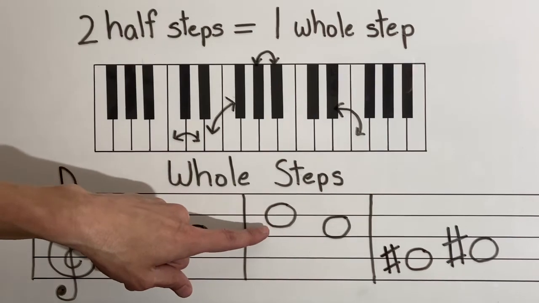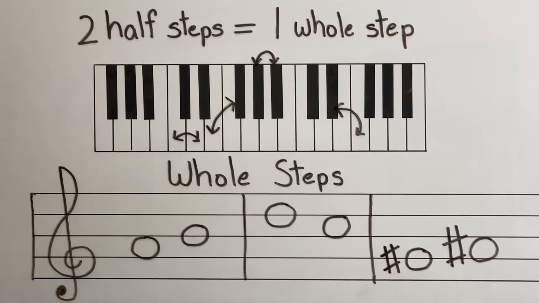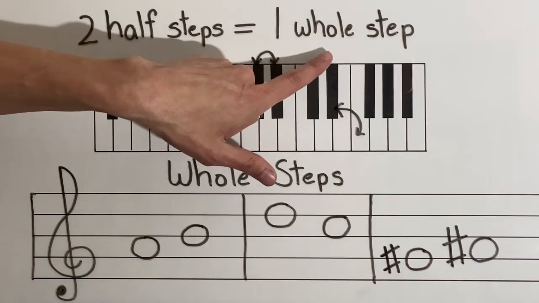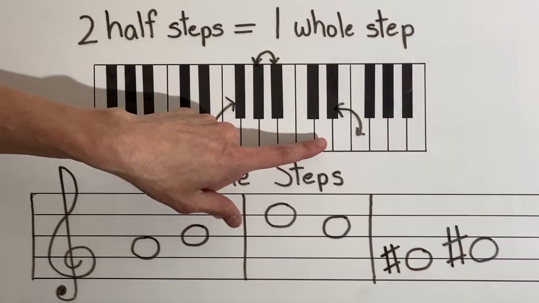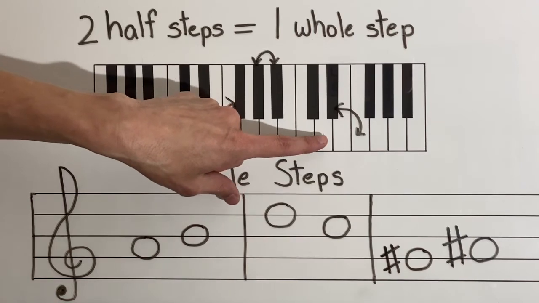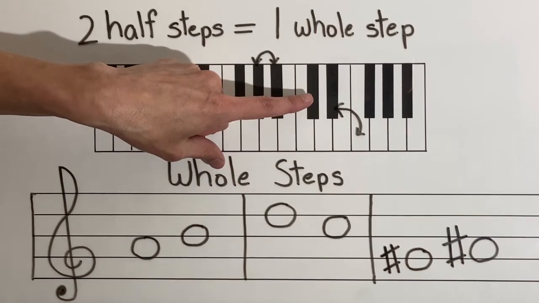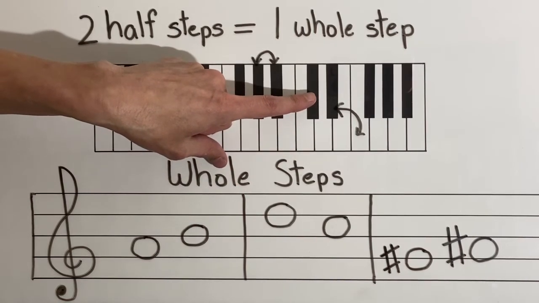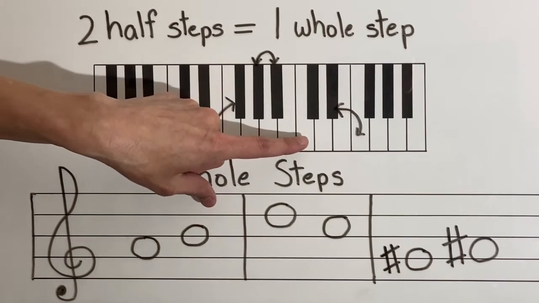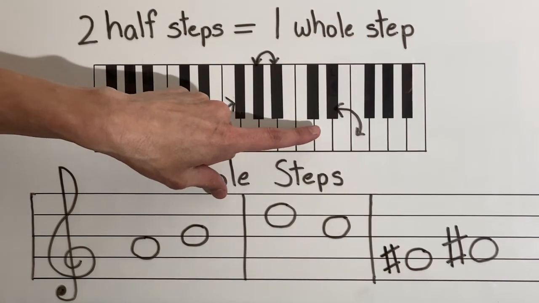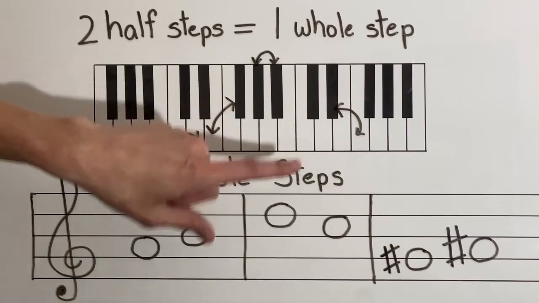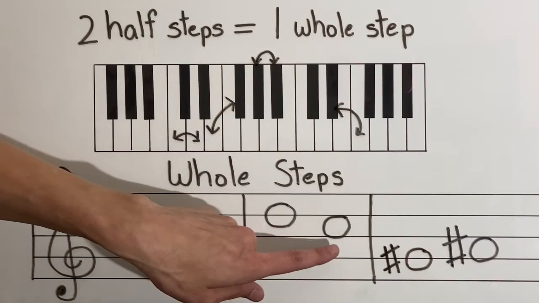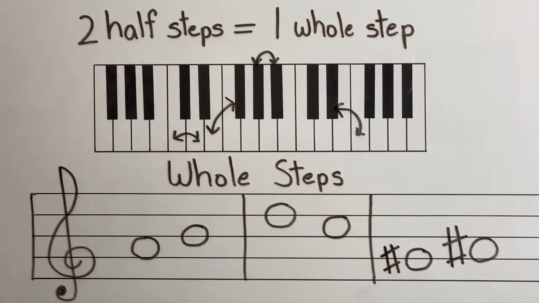Now over here, I've been given the note D, and I need to go down a whole step. The first thing I'm going to do is find D on my keyboard, which is right here, and I'm going to count down two half steps. D to, this could be C sharp or D flat, that's going to be a half step, and then this black key down to this white key is going to be another half step. Two half steps equal one whole step. D down to C is going to be my whole step.